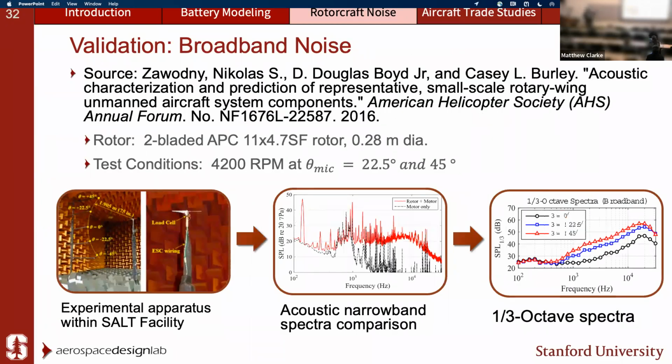So that's the harmonic noise. And then for the broadband component, for a little validation, I'm using Zawodny's work at NASA Langley in the SALT facility, where they extracted the narrowband spectrum from an APC blade. And then what he did was convert it to the 1/3 octave spectrum and isolate the broadband component. So I'm going to look at that broadband component now and compare it with the data.